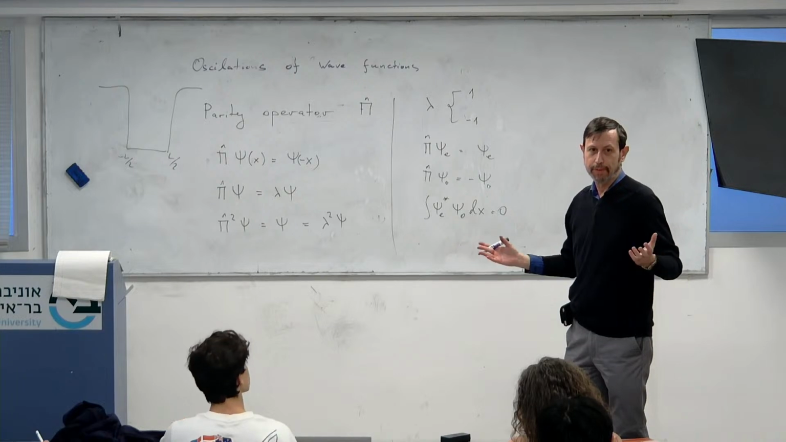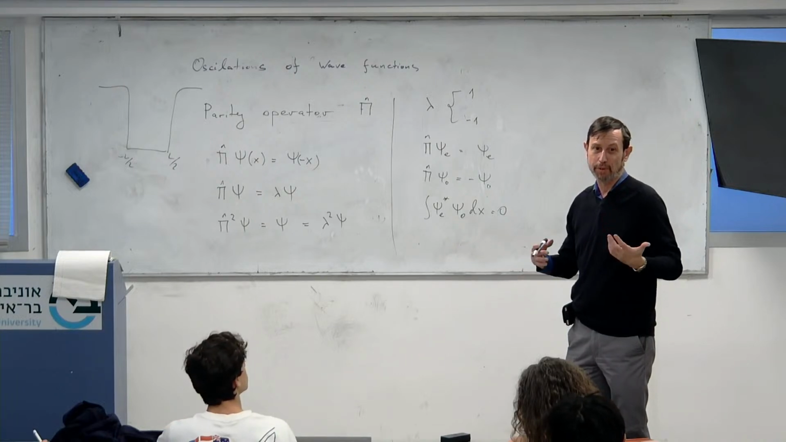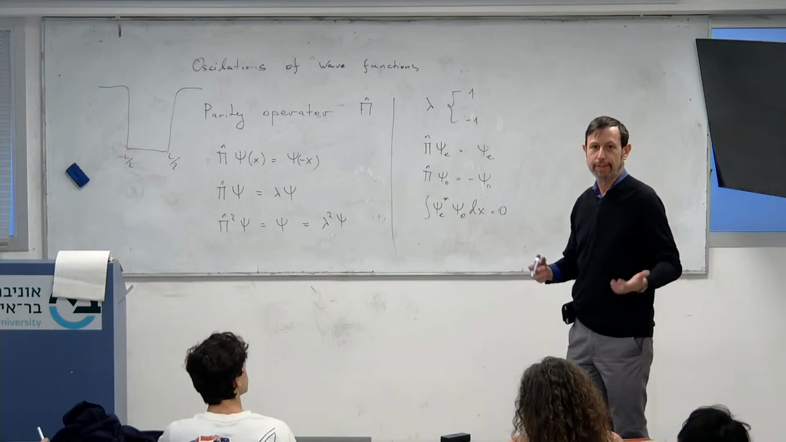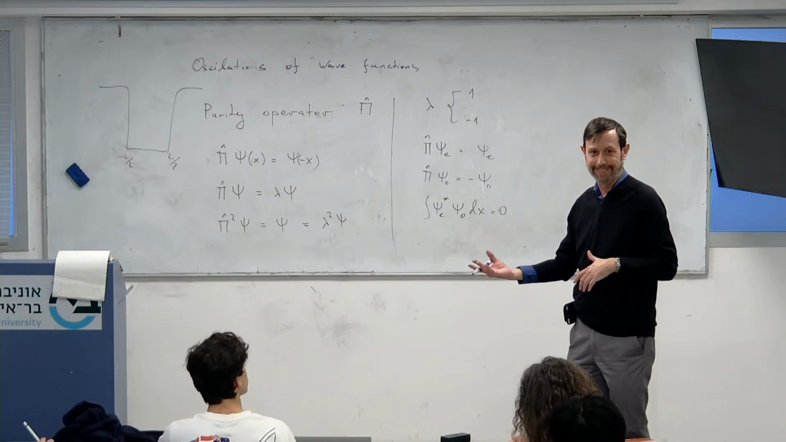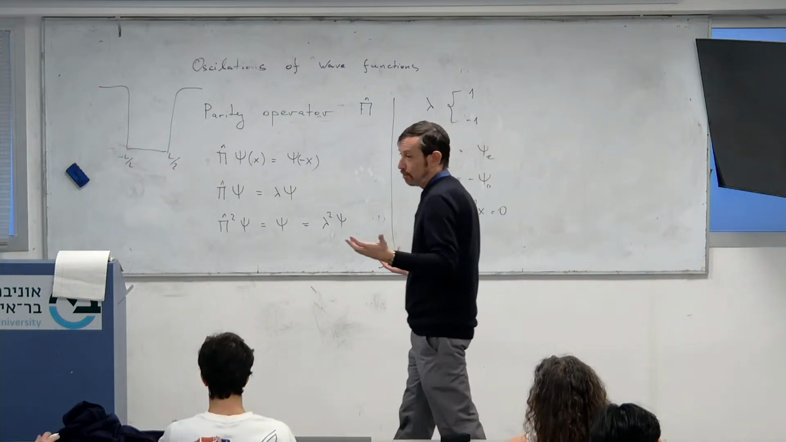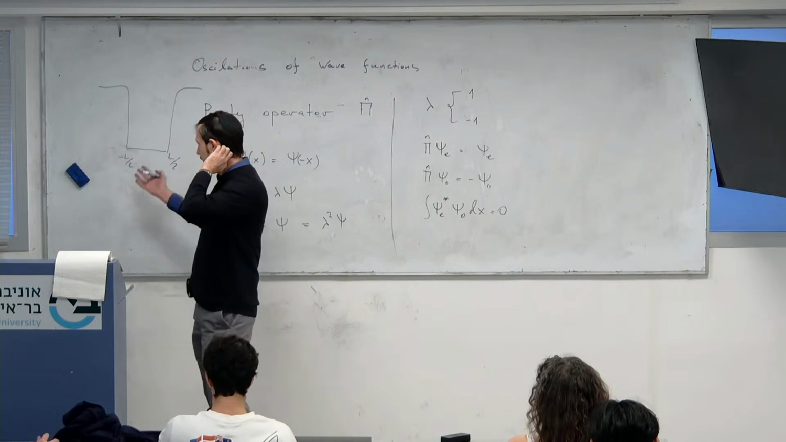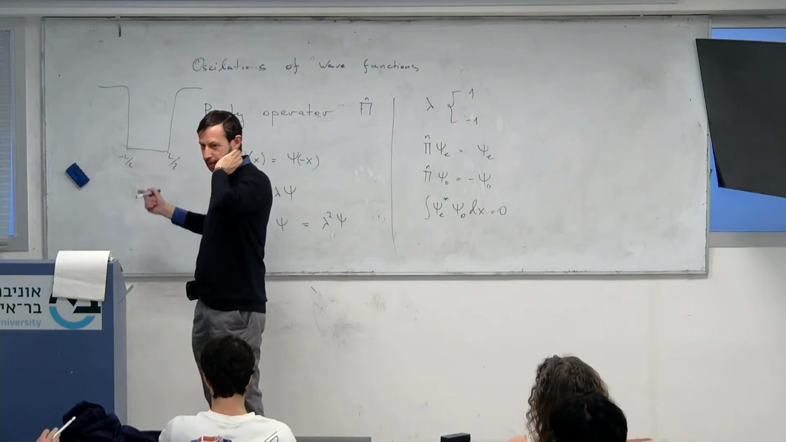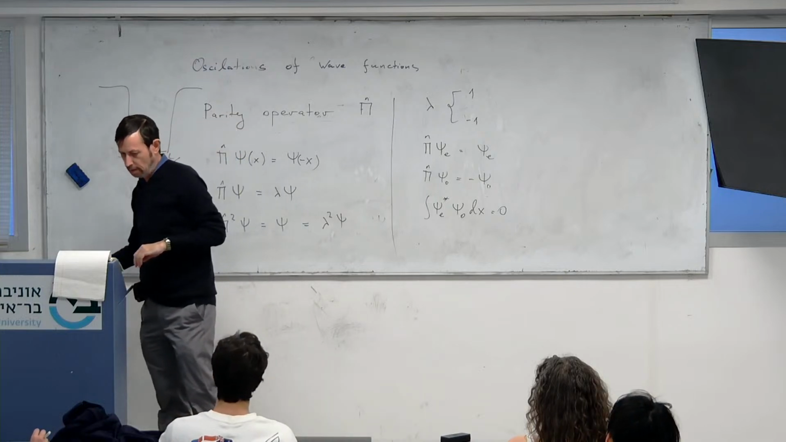Why don't we do it? Because then it makes life a bit more complicated, because then you have solutions that are sine and cosine. And as long as you don't mess with parity, it's nicer to get just sines instead of these solutions.